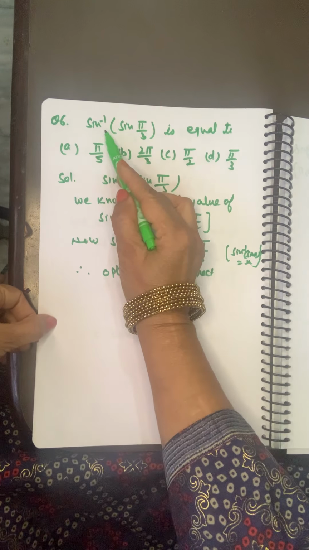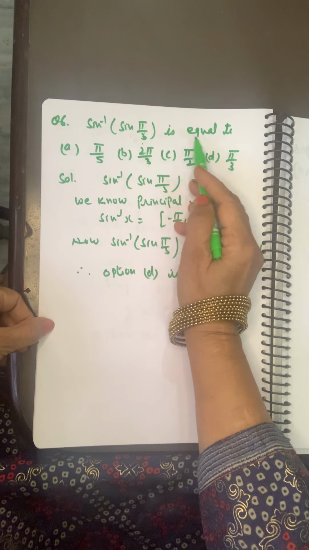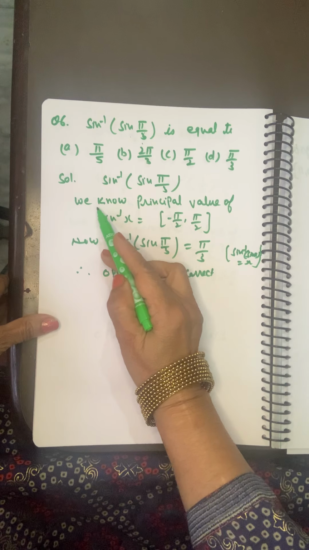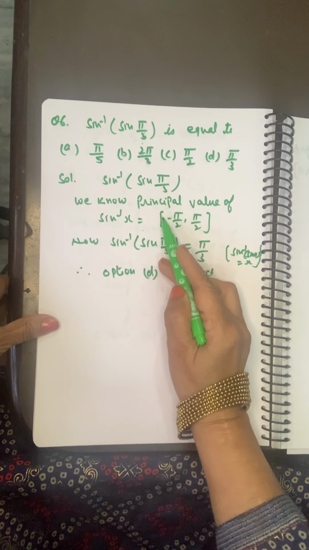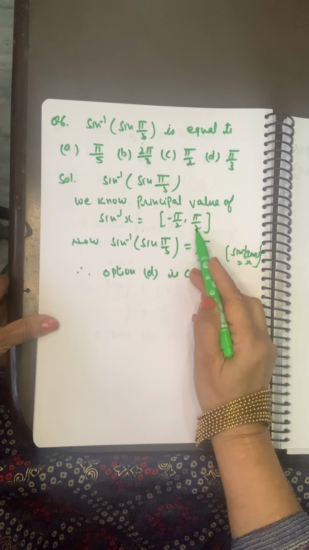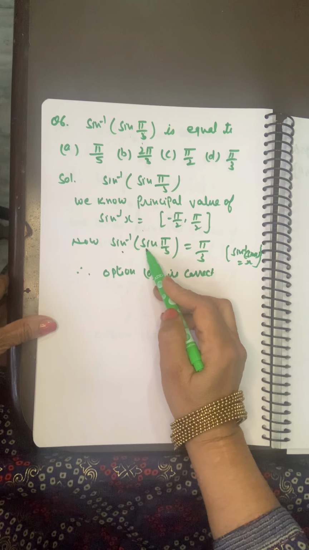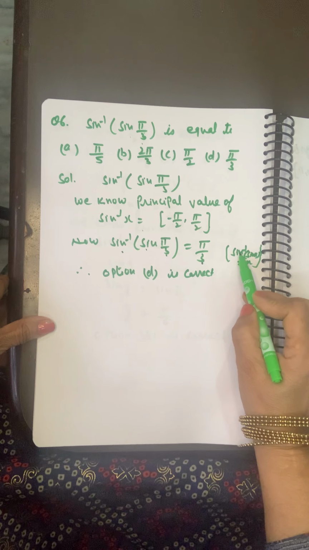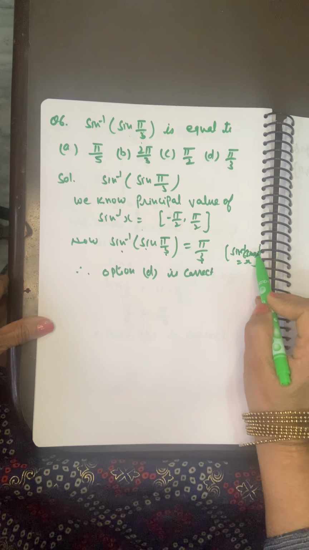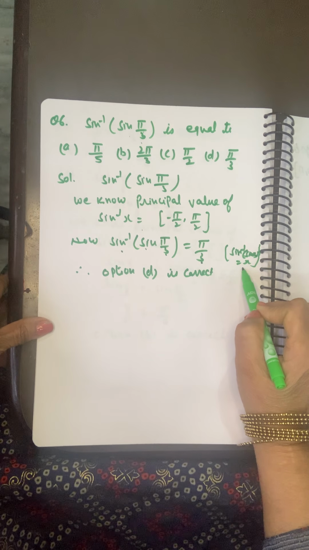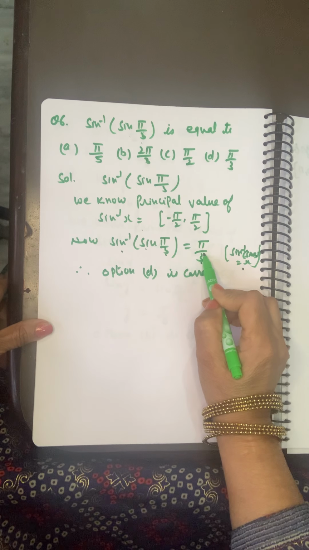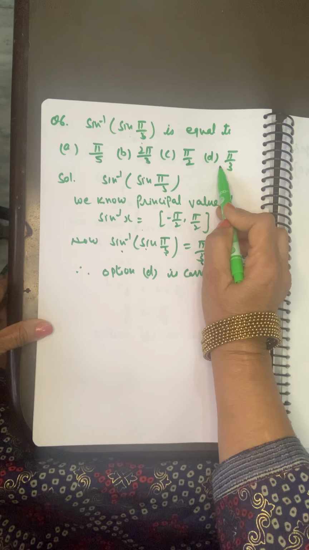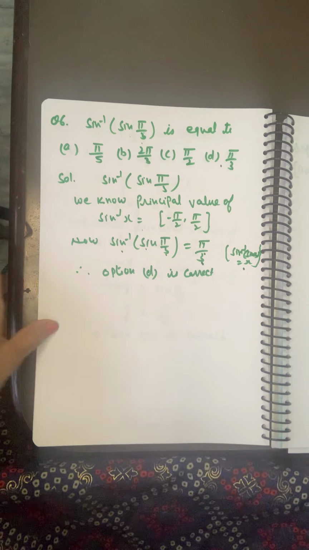Question number 6. Sin inverse sin pi by 3 is equal to, again given 4 options. Again you know the principal value of sin inverse x is the closed interval minus pi by 2 to pi by 2. Here sin inverse sin pi by 3 is equal to pi by 3, because sin inverse of sin x has the property that it is equal to x. So what answer do we get? Pi by 3. Which option is correct? Option D is correct. Answer is pi by 3.